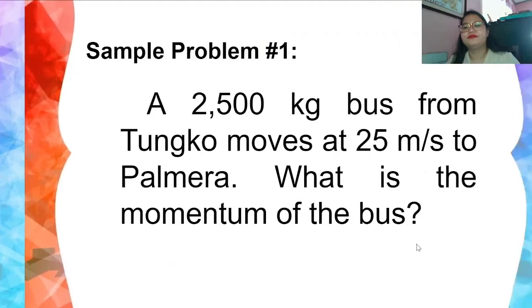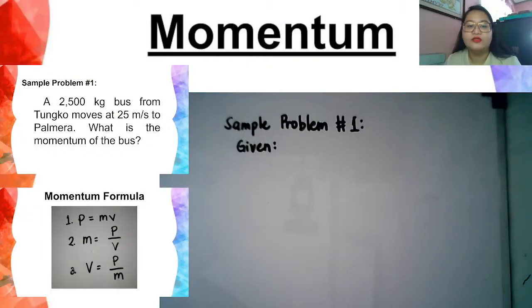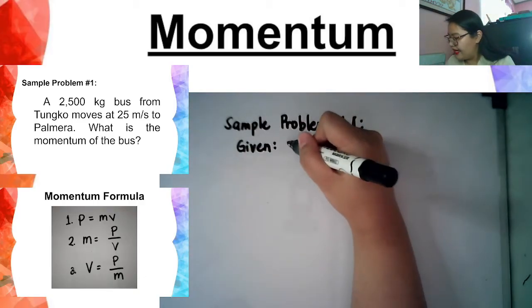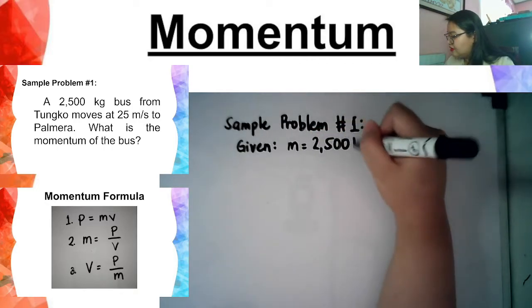So, sample problem number 1: a 2,500 kilogram bus from Tungko moves at 25 meter per second to Palmera. What is the momentum of the bus? Okay, so let's go back to our whiteboard. So in our sample problem number 1, we have there a 2,500 kilogram bus. So that is a given quantity. Since the unit is kilogram, therefore it is the mass. So we have the mass, the 2,500 kilogram.